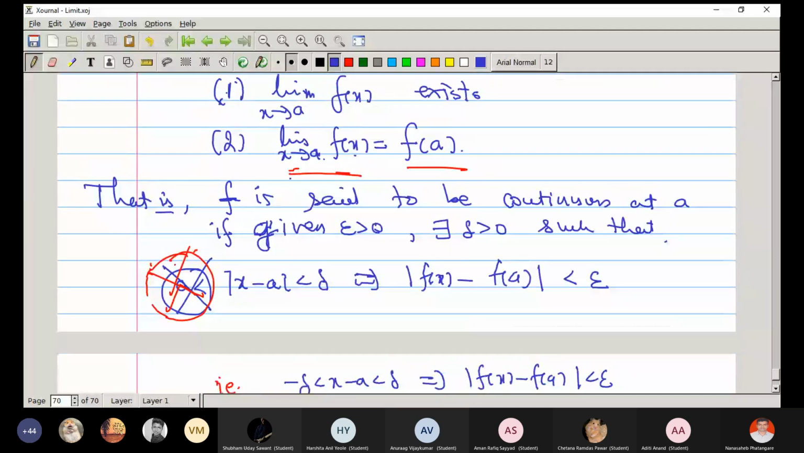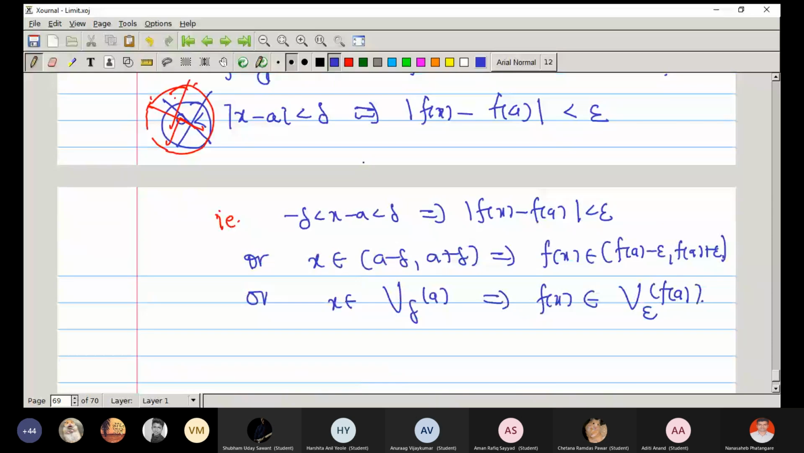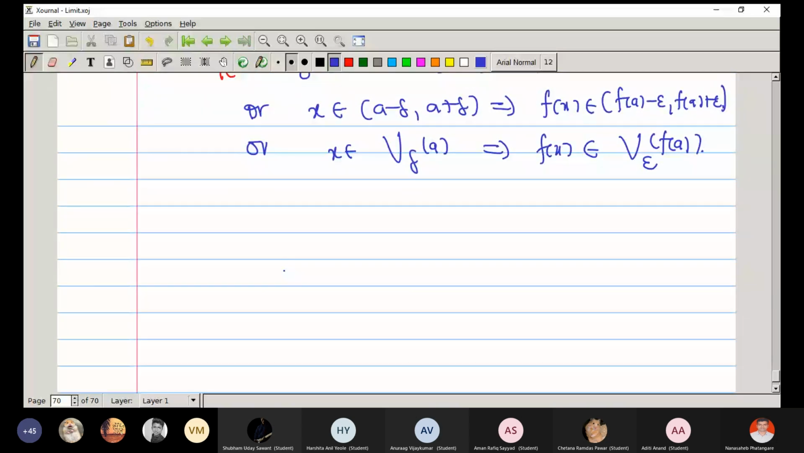But here we are coming from the limit. But again, this definition is not complete. Why?